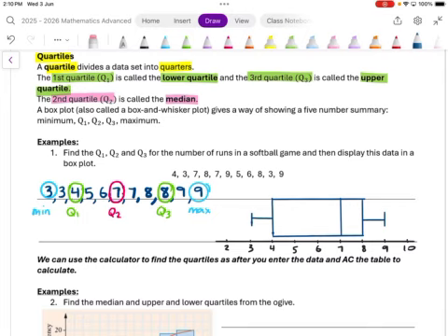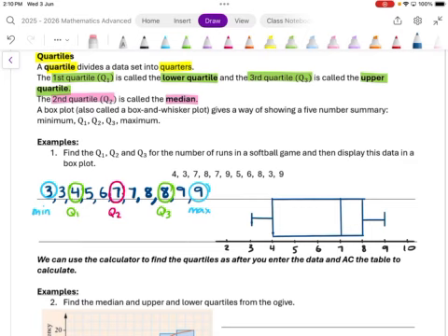We can use our calculator to find the quartiles exactly how we did yesterday. We just scroll down and it will say Q1, med, and Q3. So that is how we do example 1.